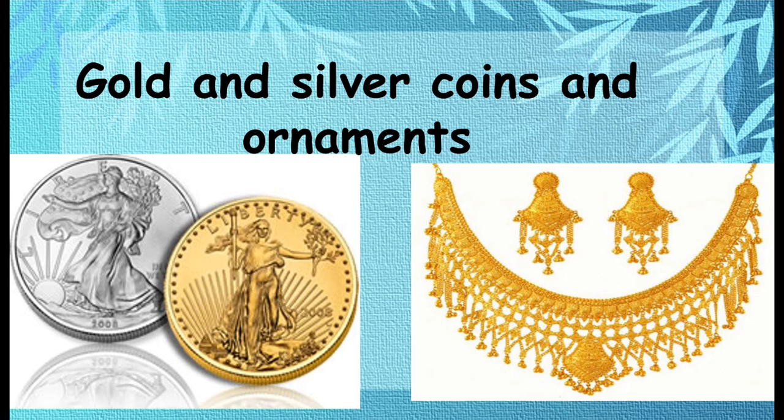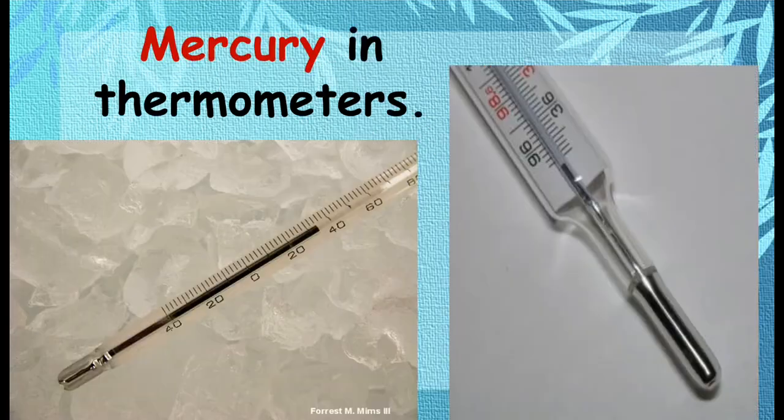Next is mercury. Mercury is used in thermometers. You must have seen the line which goes up and down according to your temperature. So mercury in thermometers is extremely important in order to check a person's temperature.